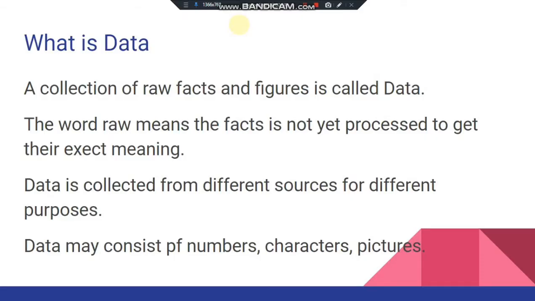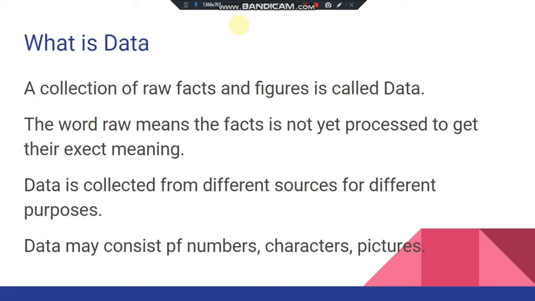A collection of raw facts and figures is called data. The word raw means the facts are not yet processed to get their exact meaning. Data is collected from different sources for different purposes. Data includes numbers, characters, and pictures, but they are not organized, so they do not deliver a meaning or a purpose for their use.